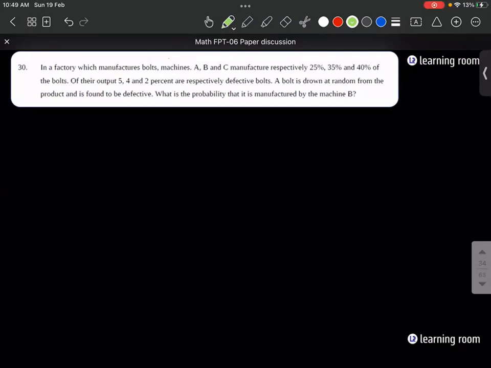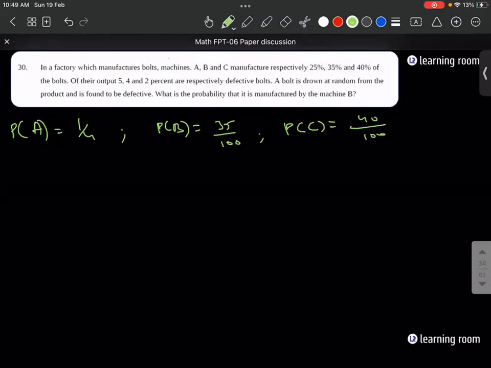So, what is the probability of A? 1/4. Probability of B is 35/100. Probability of C is 40/100. So let E be the event of getting a defective bolt. So what is the probability of getting a defective bolt, knowing that it is from machine A?